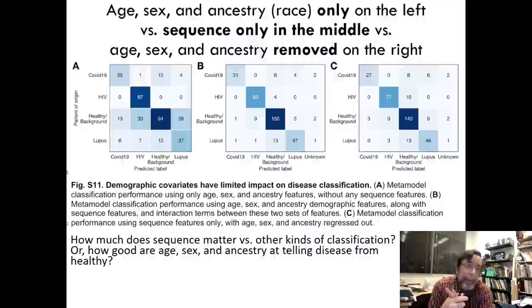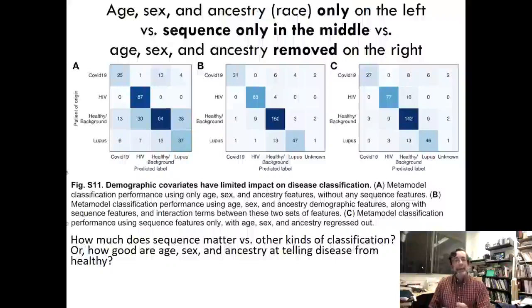So now we can divide it by age, sex, and ancestry only on the left. Now this is the question of how much is sequence doing versus everything else that we can measure easily, which is age, sex, and ancestry. And so what they did is they split this out. The age, sex, and ancestry is only on the left, and you see there's a lot of blue squares. There's a lot of wrong answers if you're only considering age, sex, and ancestry data. If you're only considering sequence, it's actually pretty good. You have blue boxes on the diagonal.